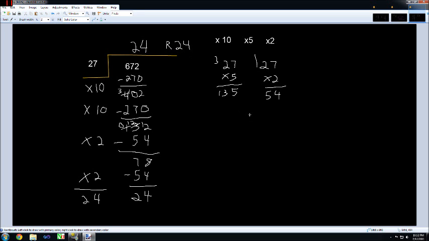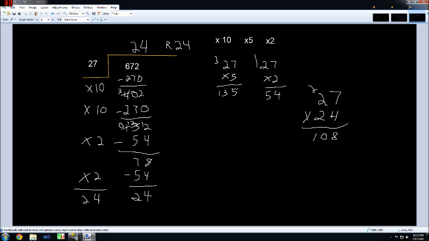It's always good to double check, so let's go ahead and multiply. Okay, so 7 times 4 is 28. Put the 8 down. Carry the 2. We now multiply 4 times 2, which is 8, or 80. 80 plus 20 is 108.